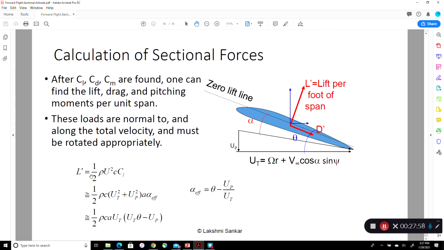So this is how L prime is computed at each radial location. The first thing we will do, assuming we know how theta and beta are varying, which we're going to address in a follow-on presentation, is find a sectional CL, CD, and CM, and we can compute a sectional lift. By the way, you can also compute the sectional drag. They will be pointing along this total direction, so they'll be perpendicular to this direction and along this direction. So you have to rotate it normal to the plane of rotation, normal to this line and along this line.